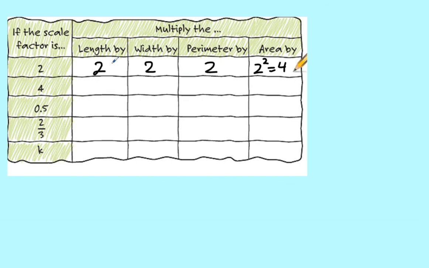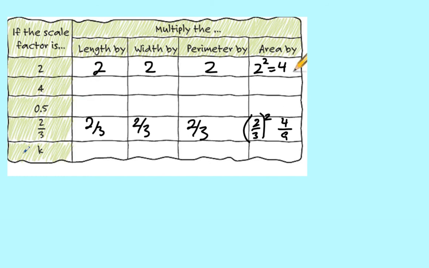And it's the same thing for all these. So let's do, I don't know, let's do 2/3. So 2/3 you'd multiply by to get the length, 2/3 to get the width, 2/3 to get the perimeter, 2/3 to get the area, would be 2/3 squared. So 2 times 2, we did that, that's 4. 3 squared is 9. That's it.